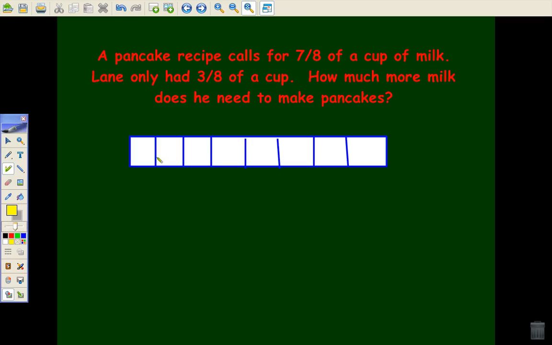So I'm going to use a visual again. The recipe called for 7/8, but he only had 3/8 of a cup. So he only had this. I'm going to put his initials on this right here. Looking at how much he needs versus what he has, I can see that he needs 4 more, and this was cut into 8 pieces. So he needs 4/8 more, which is reduced down to, because we can always simplify, 1/2 of a cup. That is what he really needs. So let's look at that in an actual subtraction problem.